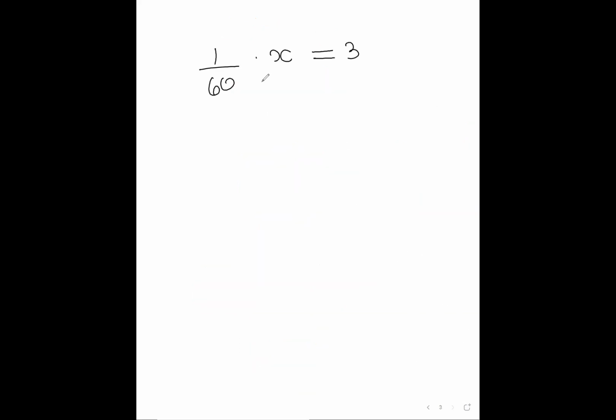Now we need to get rid of this. We will just multiply both sides by 60. So this 60 and this 60 get cancelled. We have x is equal to 180.